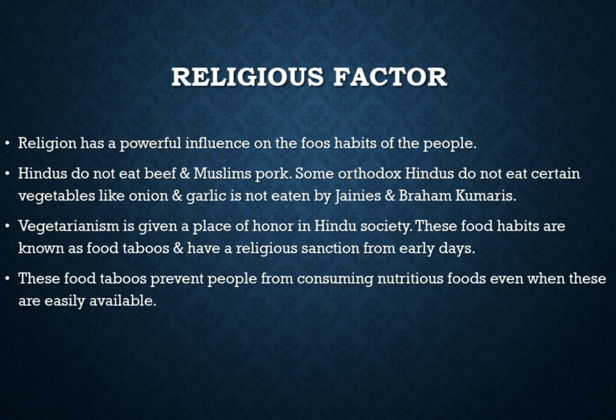Religious factor. Religion has a powerful influence on the food habits of the people. Hindus do not eat beef and Muslims do not eat pork. Some orthodox Hindus do not eat certain vegetables like onion. Garlic is not eaten by Jains and Brahma Kumaris. Vegetarianism is given a place of honor in Hindu society. These food habits are known as food taboos and have had religious sanction from early days. These food taboos prevent people from consuming nutritious foods even when these are easily available.